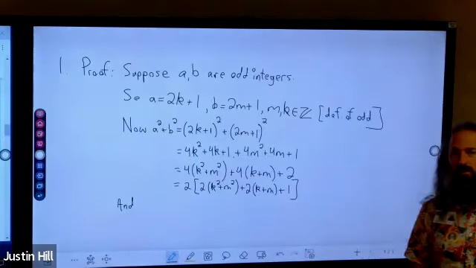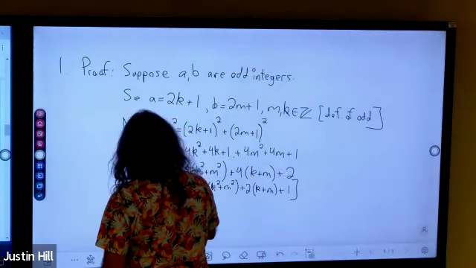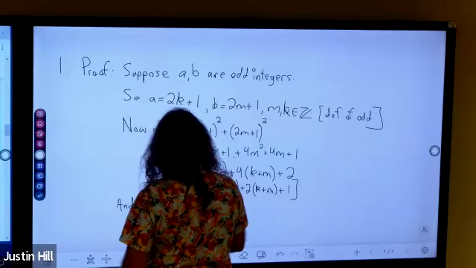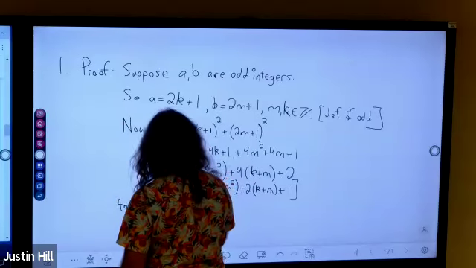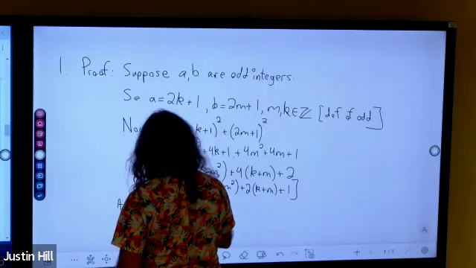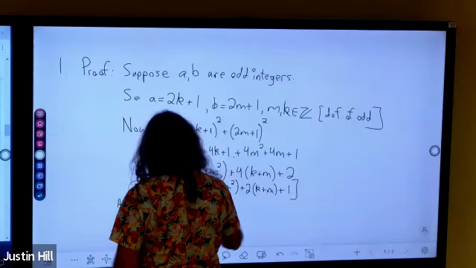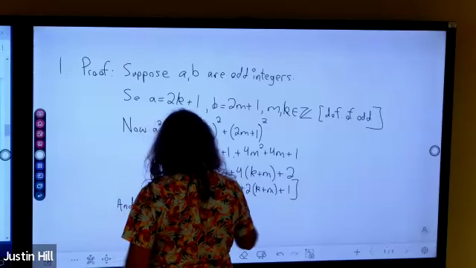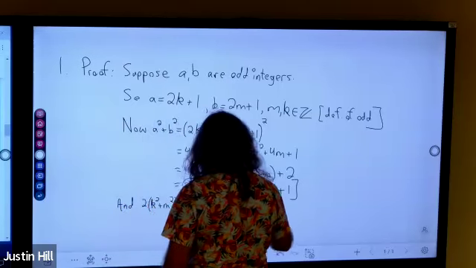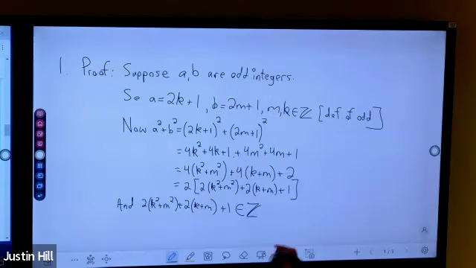Good, because the sums and products of integers are integers. So we can make this whole thing an integer, because sums and products of integers are integers.